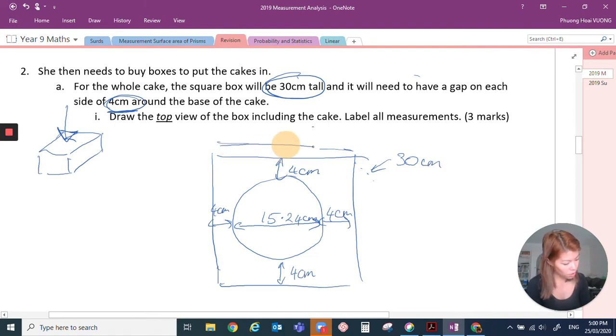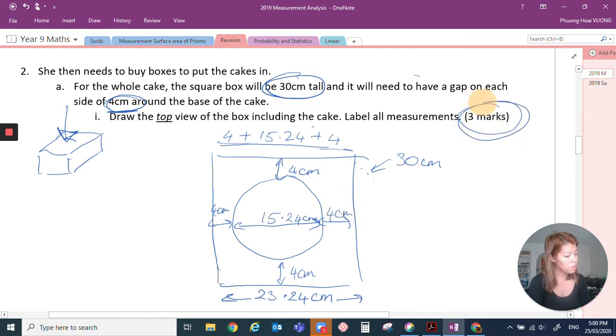Let's add this up because we're probably going to need it. How would you find that bit? It is 4 plus 15.24 plus 4, which is 23.24 centimeters, this distance here. Now, you don't have to put that in your answers, but you have to put the 4 and the 15.24 to get full marks. Check the marks because it's a hint for you to realize how hard the question is.